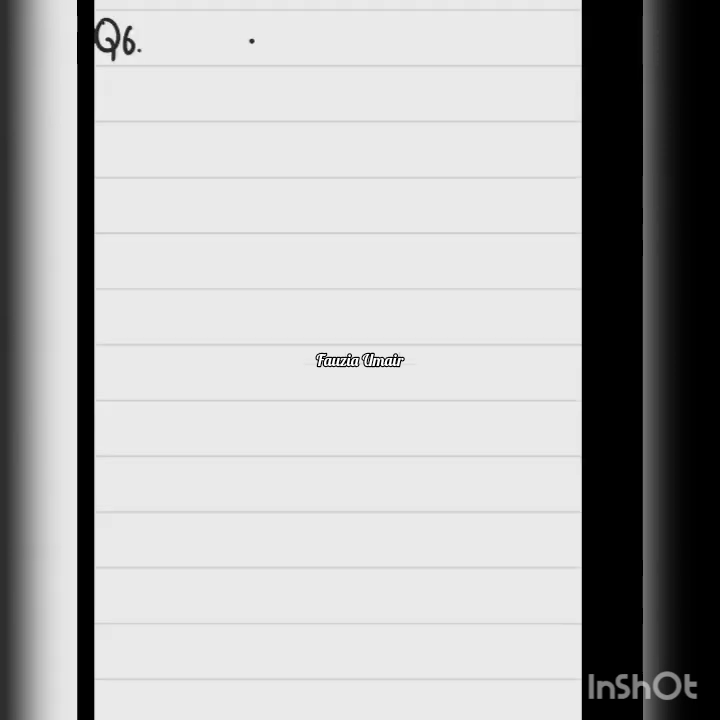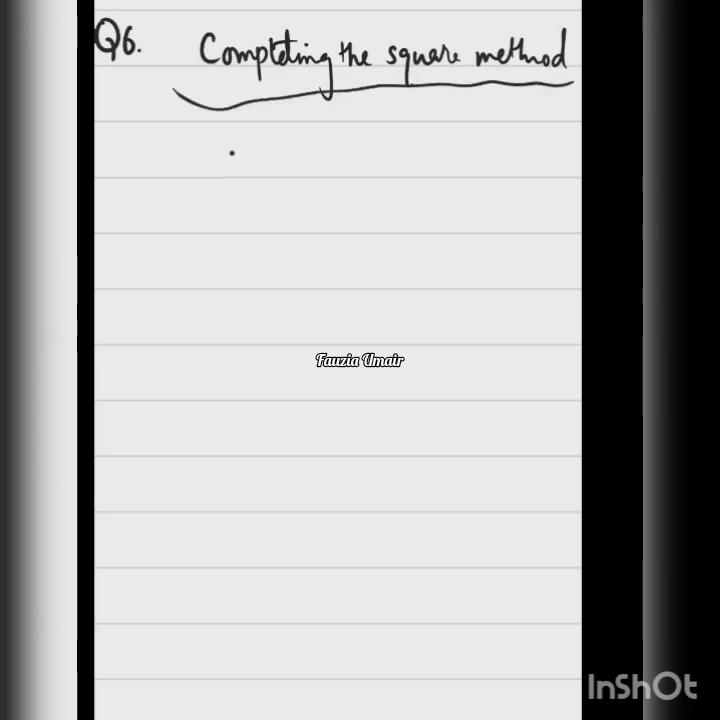Go ahead, graph the function y equal to x square plus 2x plus 4 and verify the solution by the completing the square method. So first of all, let's do the completing the square method. So let's find the answer and then we will draw the graph. So the quadratic equation is x square plus 2x plus 4 is equal to 0.